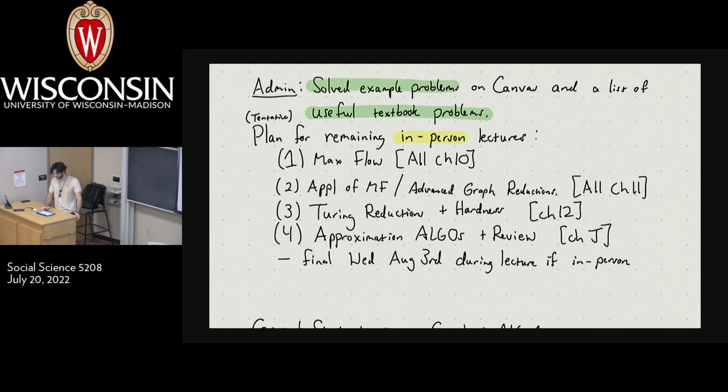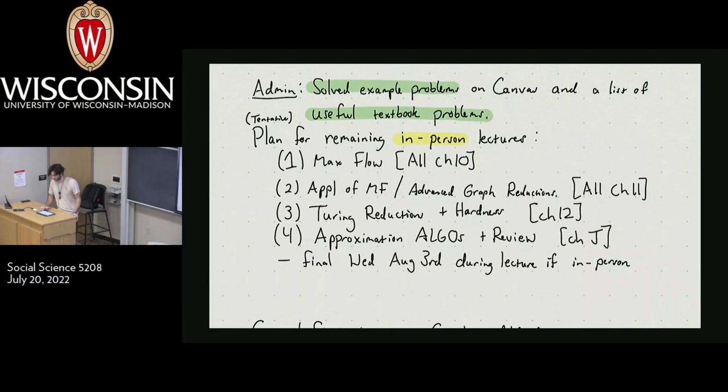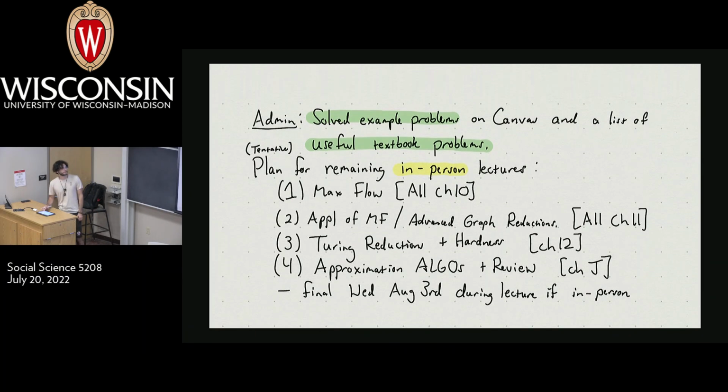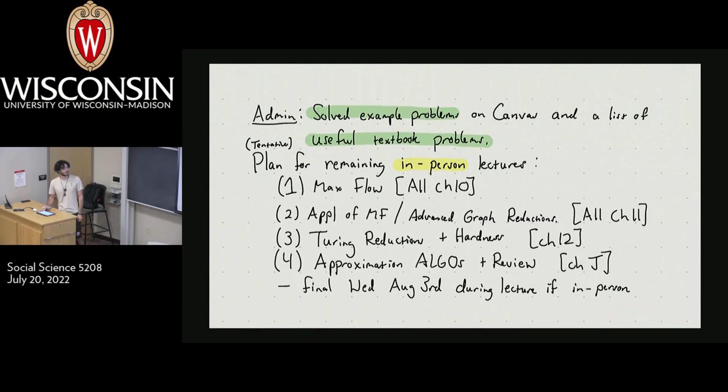And tentatively the final is going to happen on Wednesday, August 3rd, if it's in person. If it's not in person, it won't be in the lecture slot, it'll just be a Canvas exam. But I'm still waiting to hear on how many people have conflicts before I make it online or not. Okay, so that's the plan. Any questions on that?